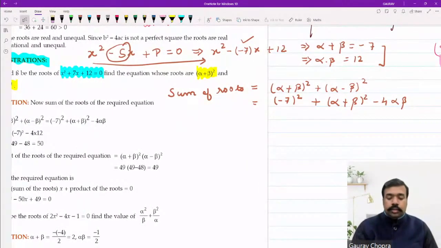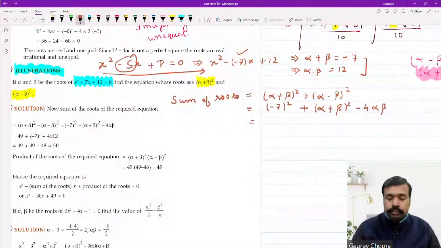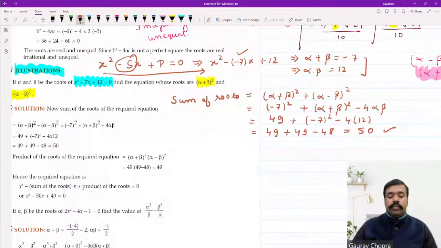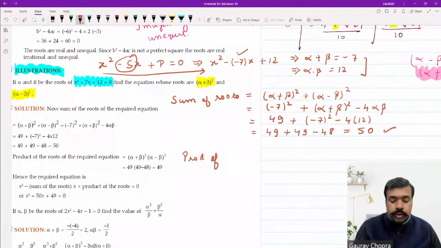Okay. So now we can substitute some values. It will become minus 7 square, which is 49, and then minus 4 times alpha into beta. The value of alpha into beta is 12. So we are getting 49 minus 48, that is 1. So the sum of roots is 50. For making the new equation, we have the sum of roots. Similarly, we also require the product of roots.